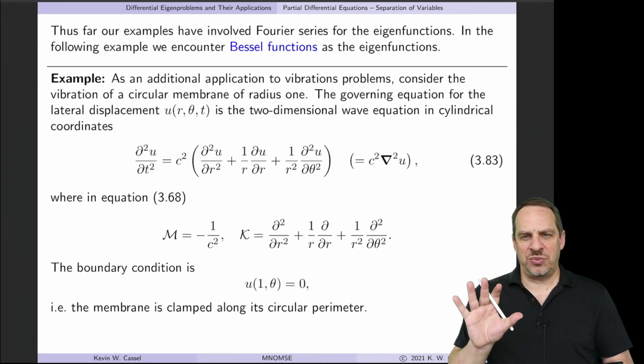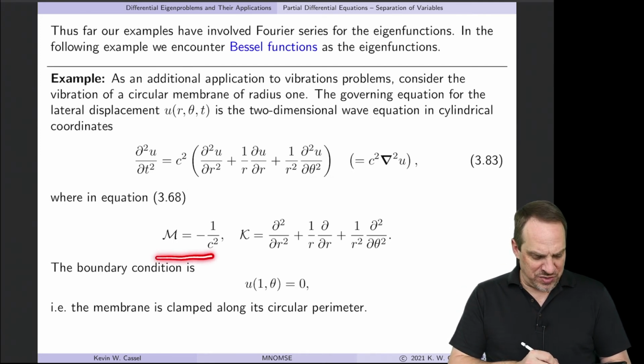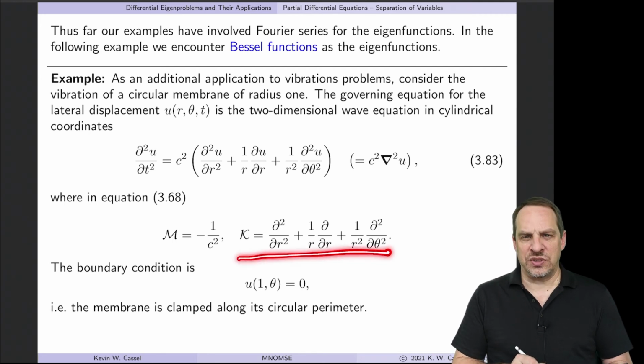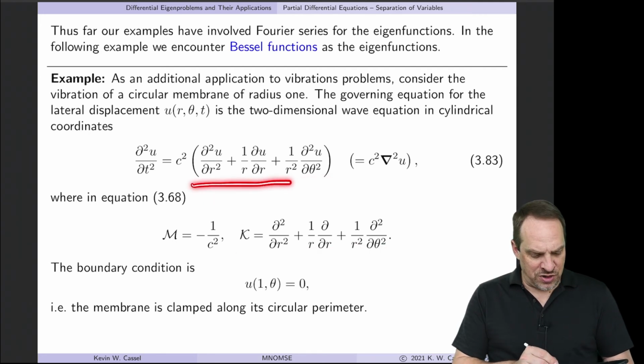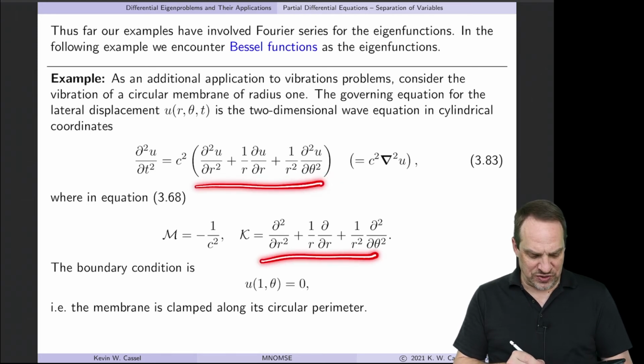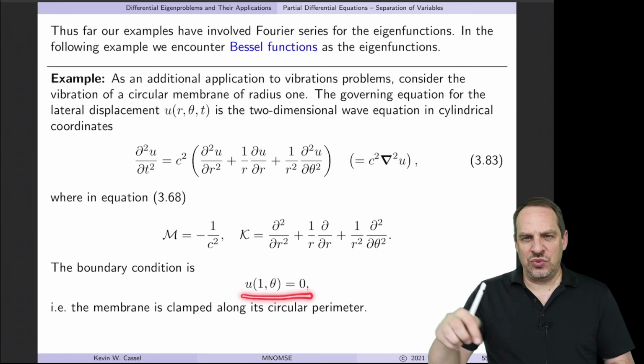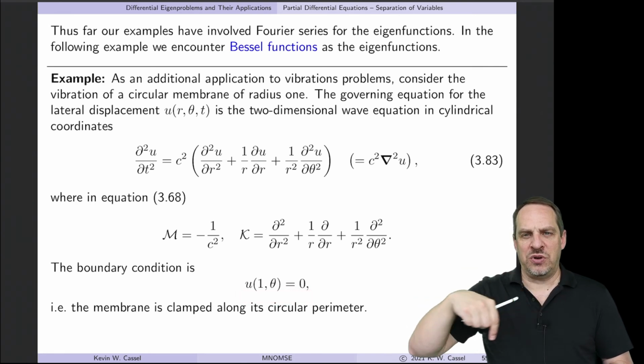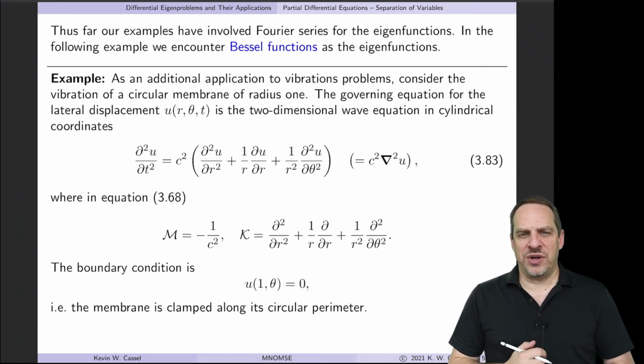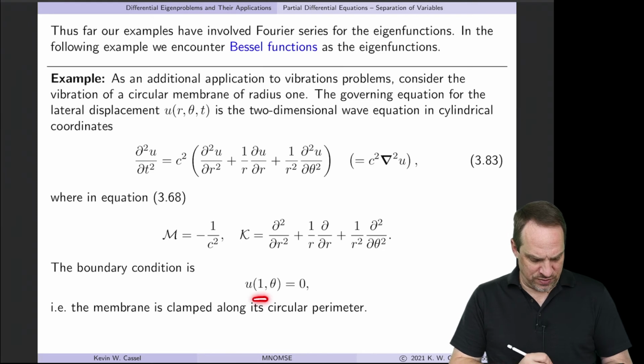Now we've already done the separation of variables. The m is minus 1 over c squared, just like before. But now the k, because of the two-dimensionality, are the r and theta derivatives in the Laplacian, which you see here. The boundary condition will be 0, so 0 displacement all the way around our circular membrane of radius 1.